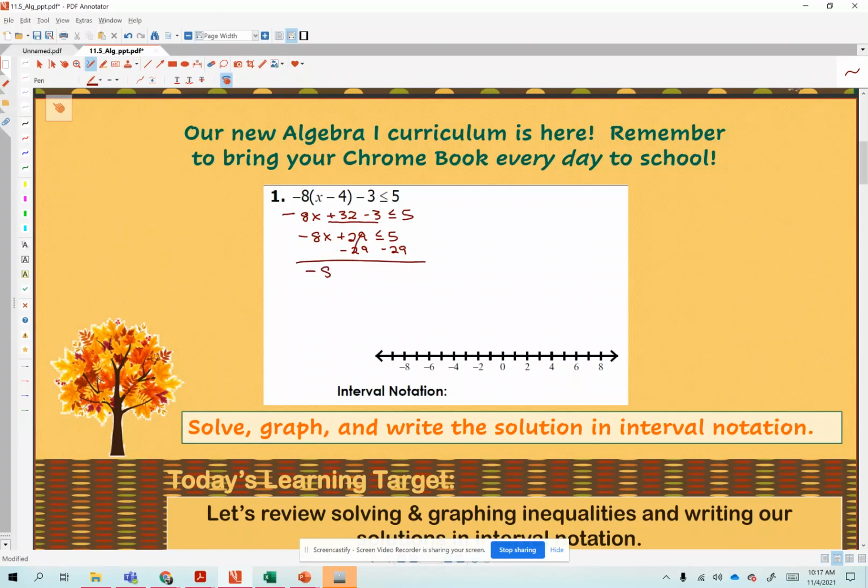Which leaves us with negative 8x is less than or equal to negative 24. And then we will divide both sides of this inequality by negative 8, which means, because we're dividing by a negative, we will flip the inequality symbol to have x is greater than or equal to negative 24 divided by negative 8, which is positive 3. So that's going to be a solid dot graphed to the right, and in interval notation, a bracket, 3, comma, infinity, parenthesis.